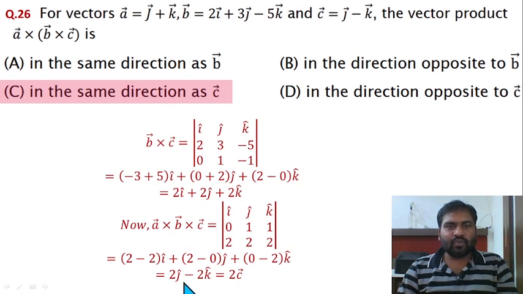Final expression is 2j cap minus 2k cap, which is 2 times of C, vector C. This vector product is in the same direction as C.